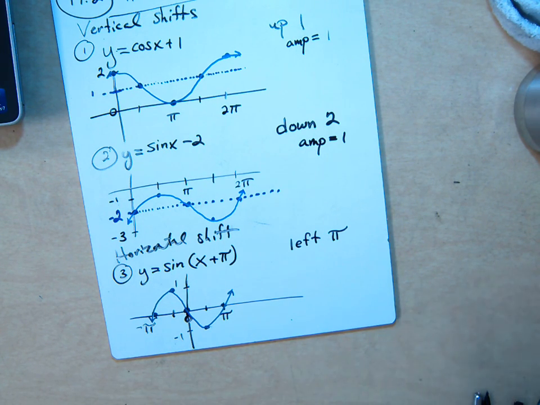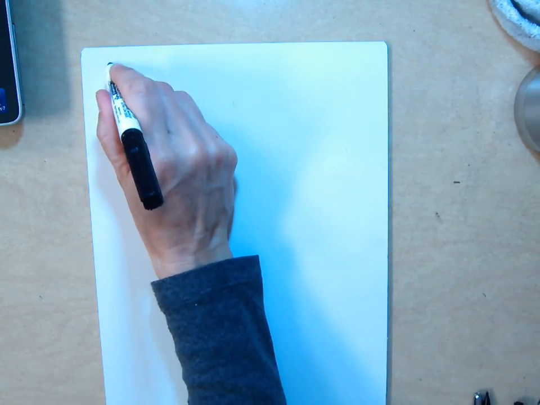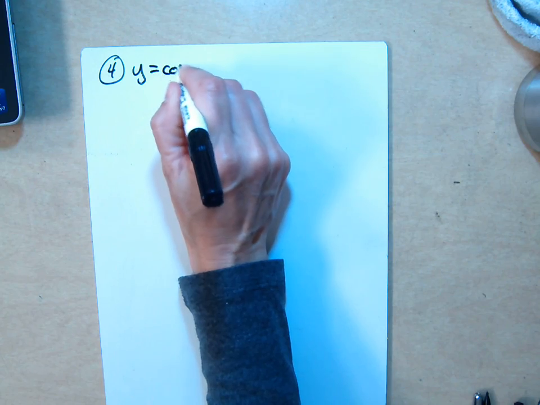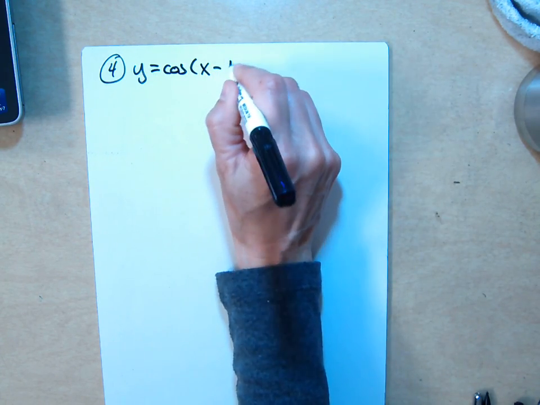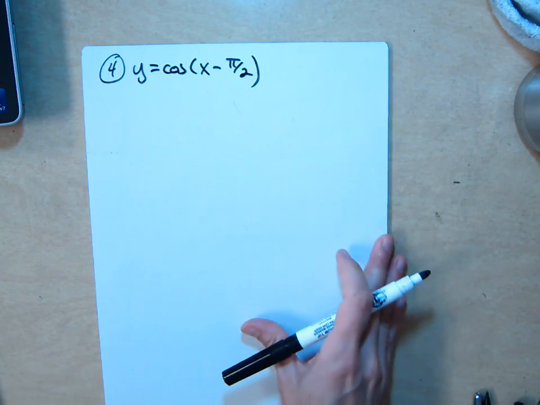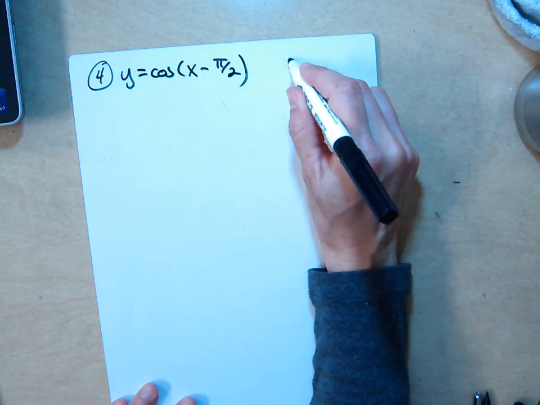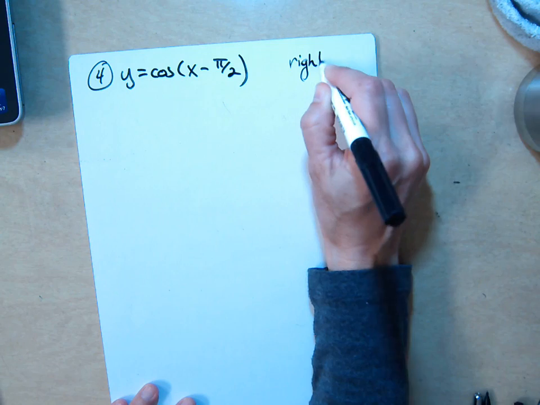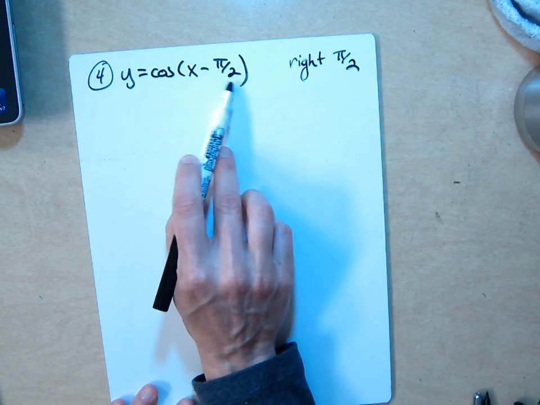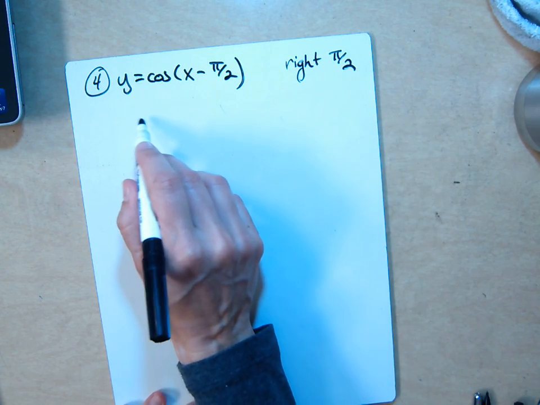Let's do another one of those, of the horizontal shifts. So example 4 is going to be here. Example 4 is y equals cosine of x minus pi over 2. So I already know just by looking at this that I'm going to move to the right pi over 2. Okay, to the right pi over 2. Everything else stays the same.